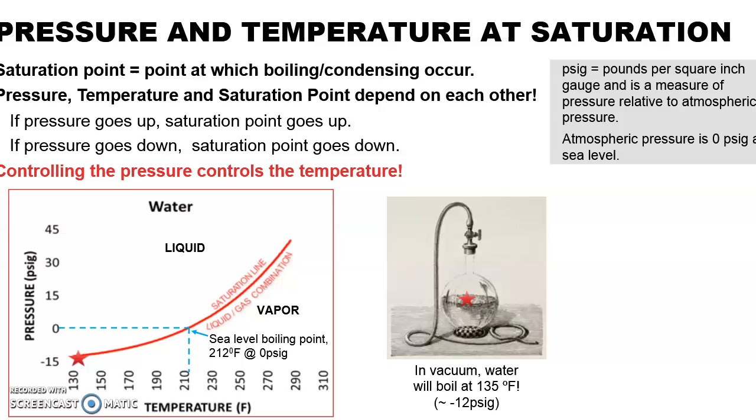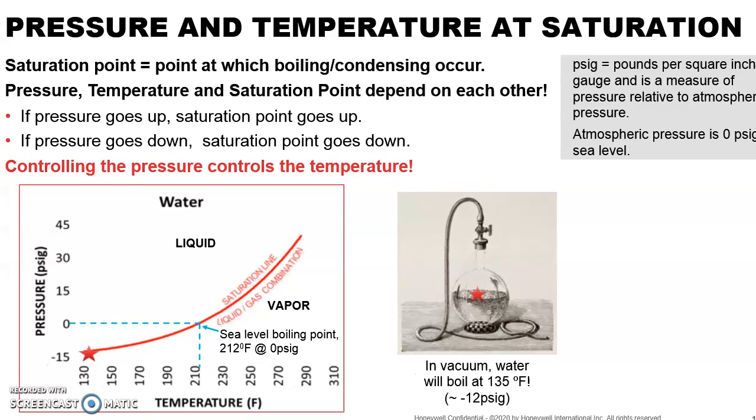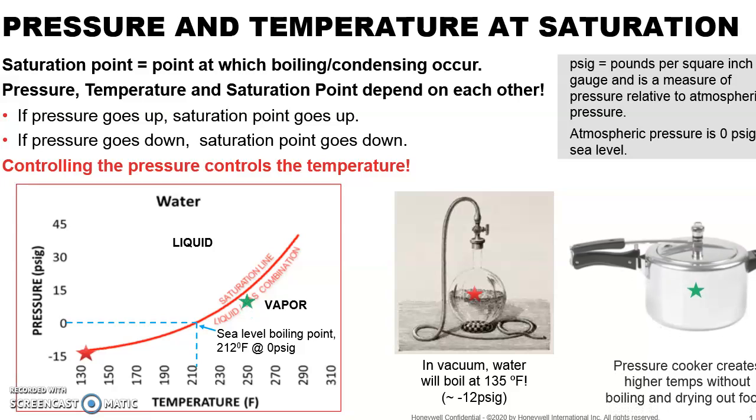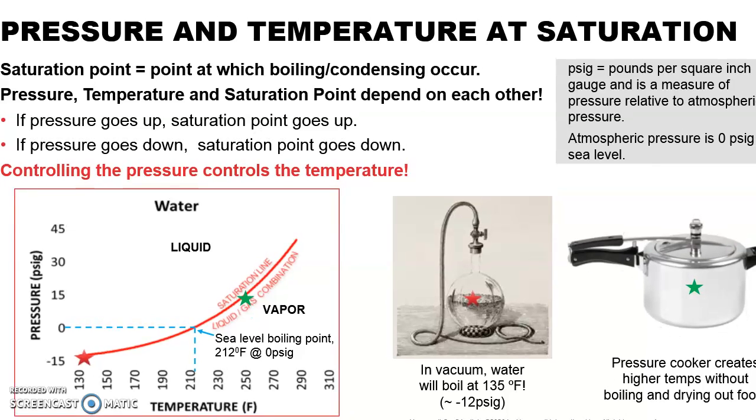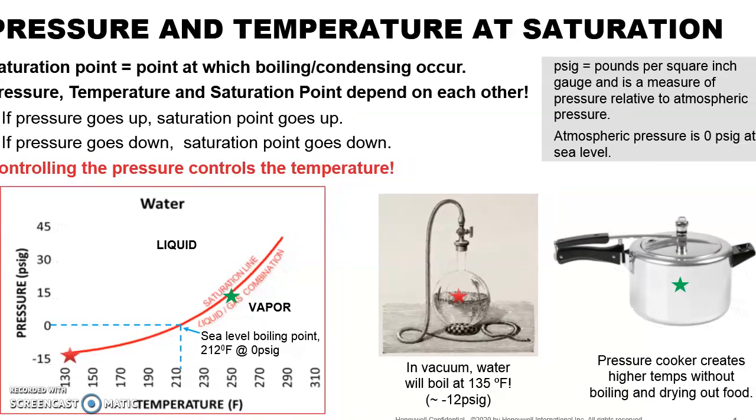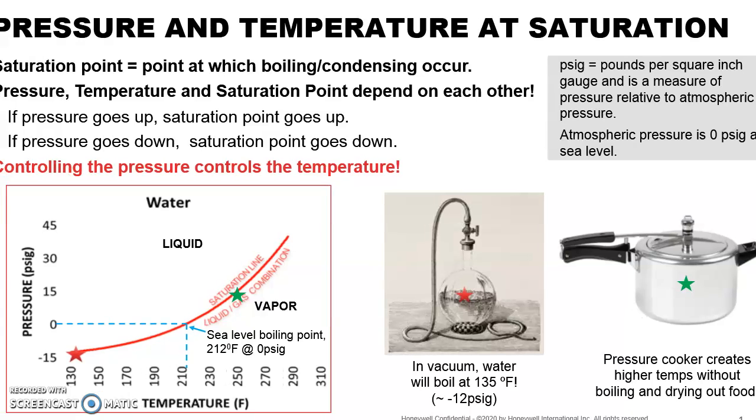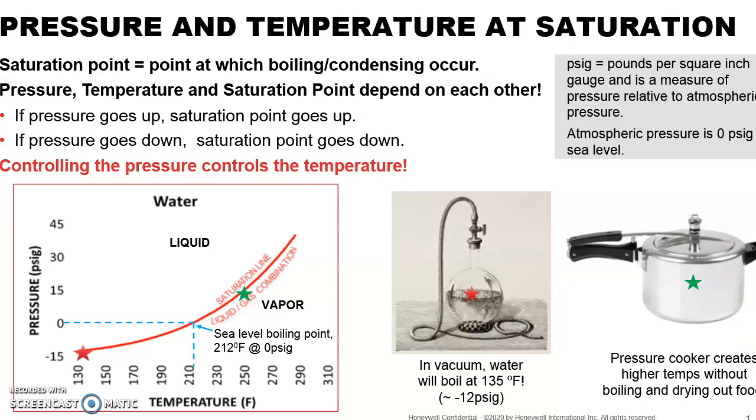On the flip side, if you raise the pressure with something like a pressure cooker, the boiling point is going to rise. Pressure cookers can raise the pressure to as high as 15 psig. At 15 psig, water boils at 250 degrees Fahrenheit. And this is one of the ideas behind a pressure cooker. You can cook at a higher temperature without boiling the water and drying out the food.